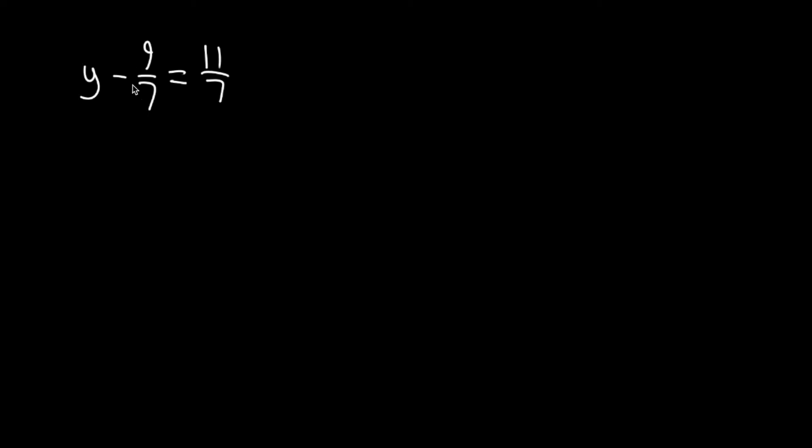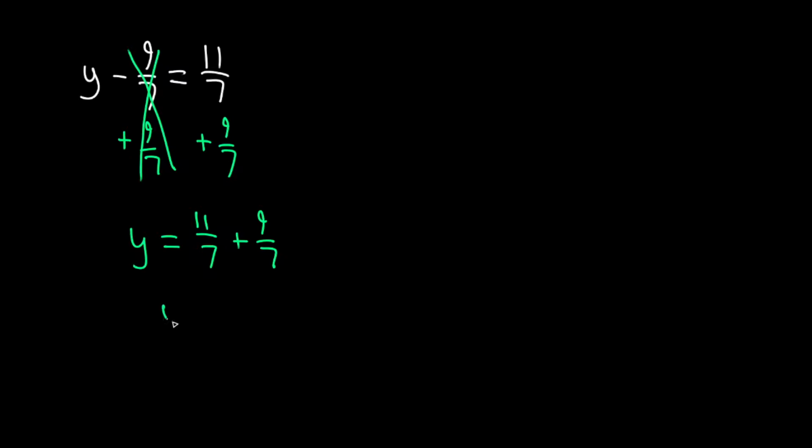So instead of subtracting again, this time I'm going to have to actually add 9/7 in order to get rid of it over here. But I also have to add 9/7 on my right side since I did it to the left. And I'm left with y equals 11 over 7 plus 9 over 7. Again, the bottoms don't change because we're adding, we're not multiplying. But the top, 11 plus 9, would be 20. And with same bottom, same denominator, 7.